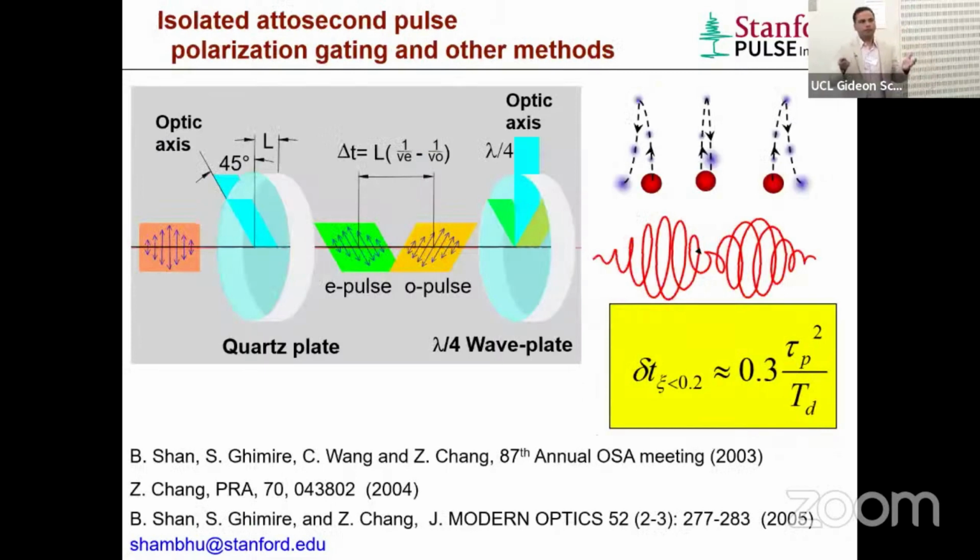Now, in many applications, instead of a train of attosecond pulses, you would like to have an isolated single attosecond pulse, so you can do a controlled pump probe experiment. This was my effort when I was a first-year graduate student to try to come up with a scheme which is now known as polarization gating that many of you might be familiar with. And this was very near and dear to me because this was my first experiment during my PhD.